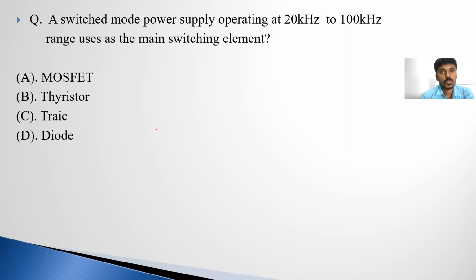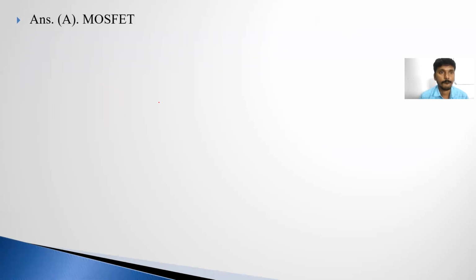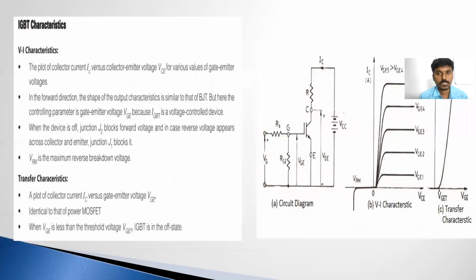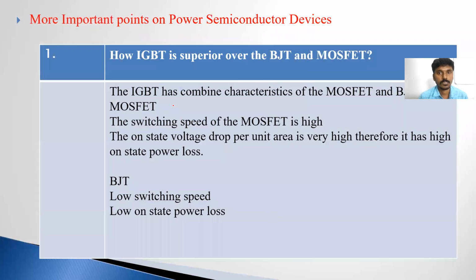Okay, next, a switch mode power supply operating at 20 kilohertz to 100 kilohertz range uses which main switching element? Generally the frequency range of the MOSFET is higher than the other devices. Clear? So that's why for high frequency ranges we are using the MOSFET device. That's why we call the MOSFET a high frequency, high switching device. Clear? MOSFET structure we have already seen, so we can go through these characteristics. Again, this is repeating.